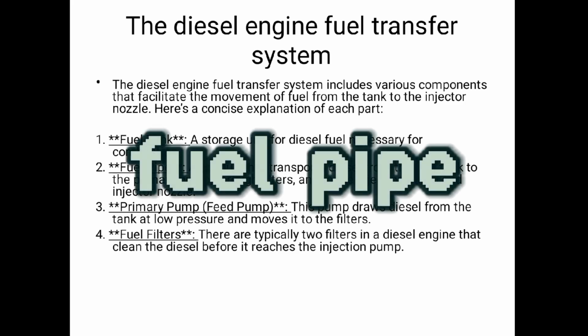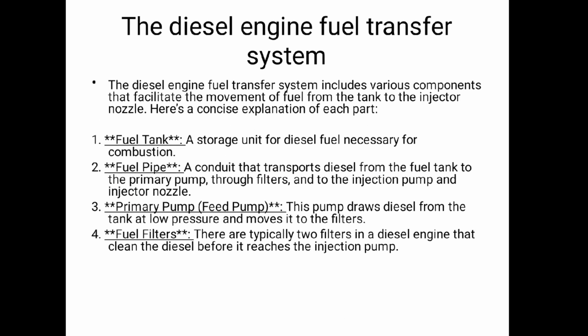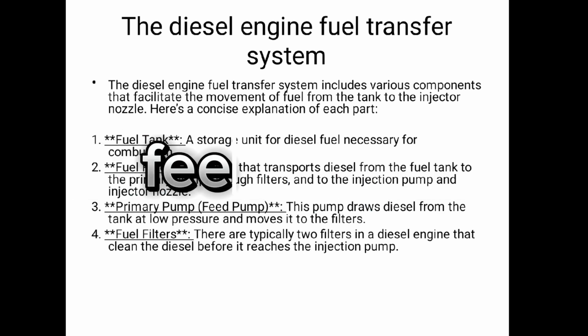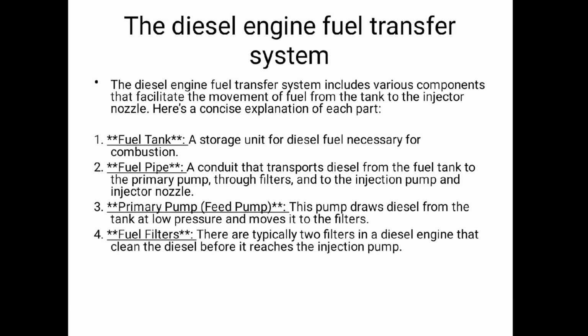Next, the fuel pipe plays a vital role as it transports the diesel from the tank to the primary pump. This conduit ensures a seamless flow of fuel, passing through filters along the way to maintain cleanliness and efficiency. Third, we have the primary pump, also known as the head pump, which draws diesel from the tank at low pressure and moves it to the fuel filters. This pump is essential for initiating the fuel transfer process.